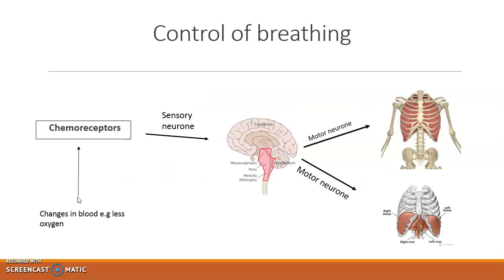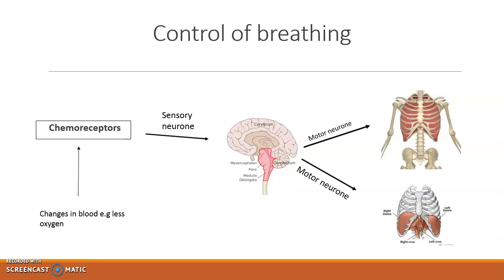I touched on this earlier, but now the control of breathing. For the body to get rid of the built-up CO2 in the muscles and meet the demand of oxygen when exercising, chemoreceptors in the blood must detect changes, for example, a decrease in oxygen and an increase in CO2, which happens during exercise. These chemoreceptors send impulses to the respiratory control center, also known as the VRG. Within the VRG, there are expiratory and inspiratory centers. When inspiring, the expiratory center is inhibited and vice versa.